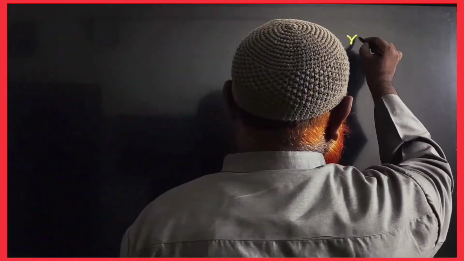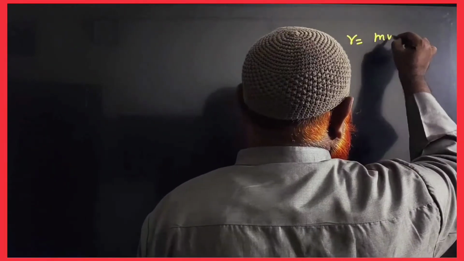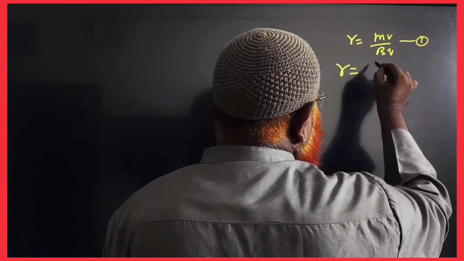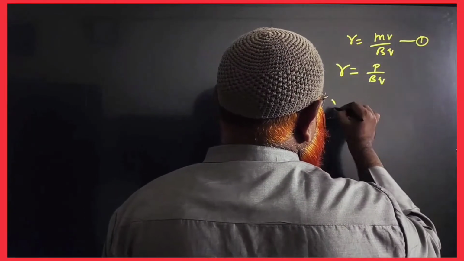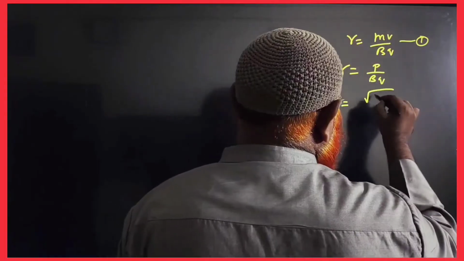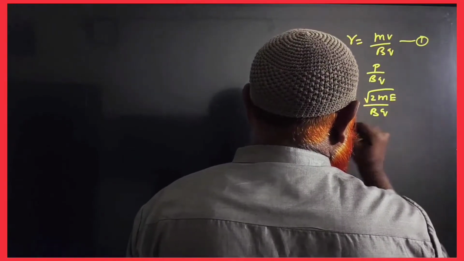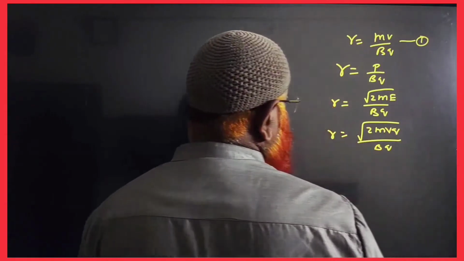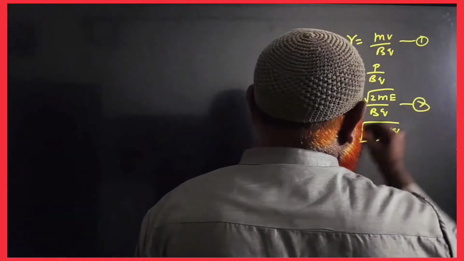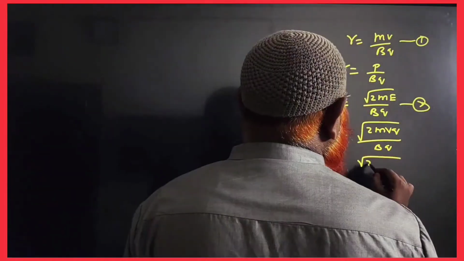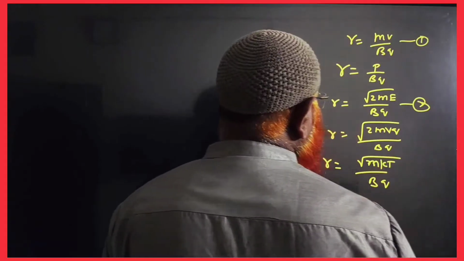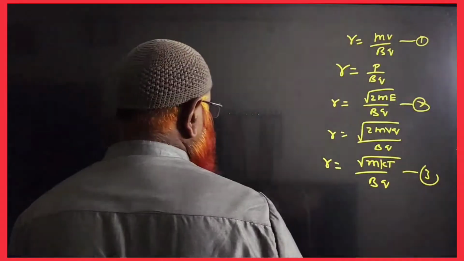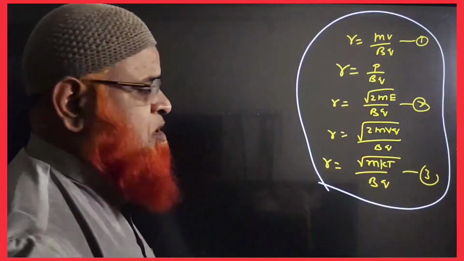So what was the basic formula we just discussed? It is mv by bq. This is the basic formula number one. Next formula we have written as p by bq, and this p by bq can be taken as square root of 2mE or mK by bq, or this can also be taken as square root of 2mVQ by bq. This is the second formula. If you take Boltzmann constant, then we take mkT by bq. This is the third formula. These are the formulas which we have already discussed. Just now we have covered all these three formulas.